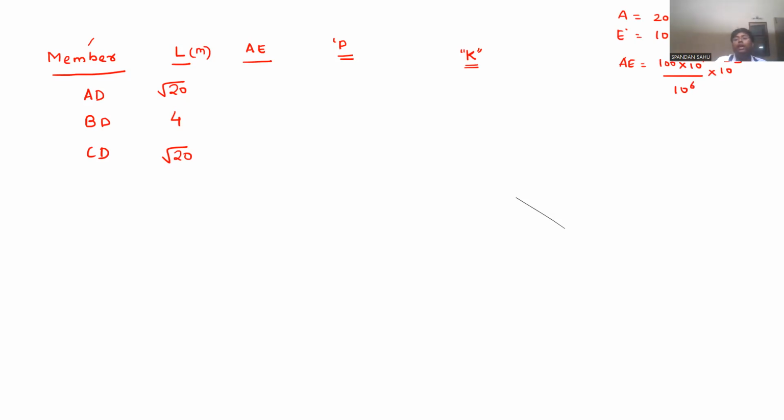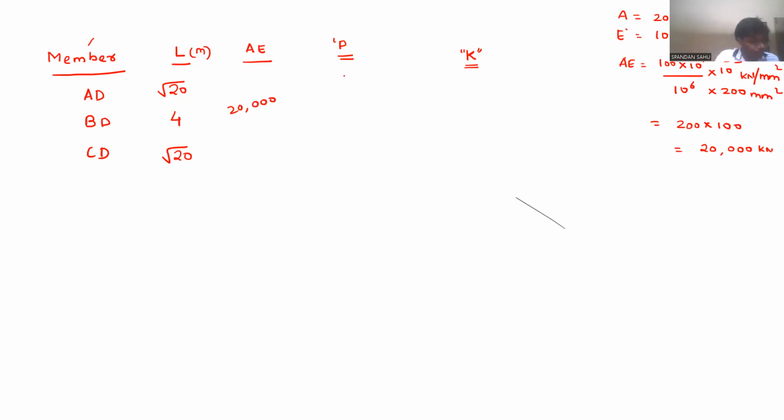10 power 9 because I have converted GPa into Newton per meter square. Now to convert Newton per meter square to Newton per mm square, I have divided by 10 power 6. Now I am converting again into kilonewton per mm square, so 10 power -3. So now you have kilonewton per mm square. So it is 100 into area 200 mm square. So mm square will be deleted. So you will get 200 into 100 or 20,000 kilonewton. So for all those members, AE is constant.